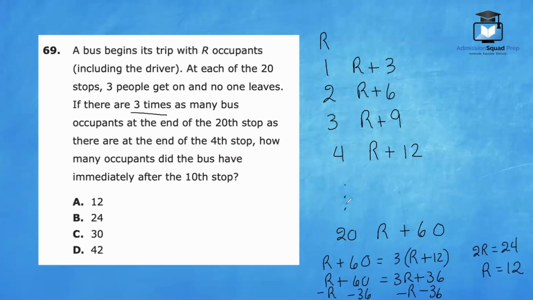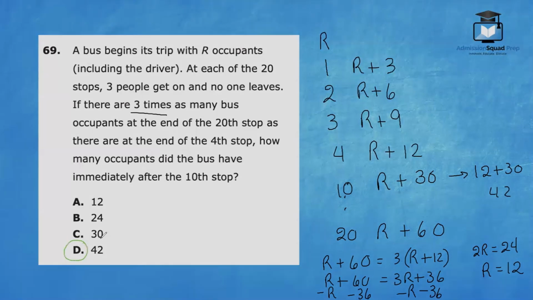To identify the occupants the bus had immediately after the 10th stop, again, it's going to be R plus 30. 10 times 3 is 30. So we will have 12 plus 30, which is 42. The correct answer is choice D.